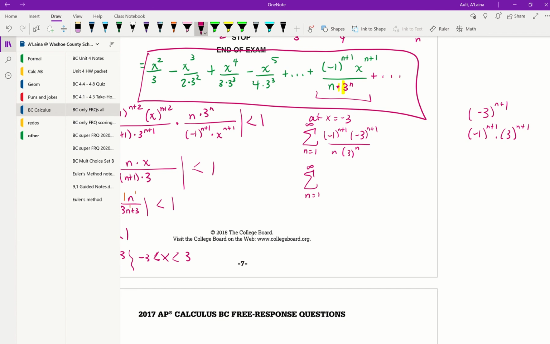So it no longer alternates. And then this 3 to the n plus 1 over this 3 to the n would just be a 3. So this is 3 over n. Well, we could think of this as just 3 times that harmonic series. So this is the harmonic series, and it diverges.